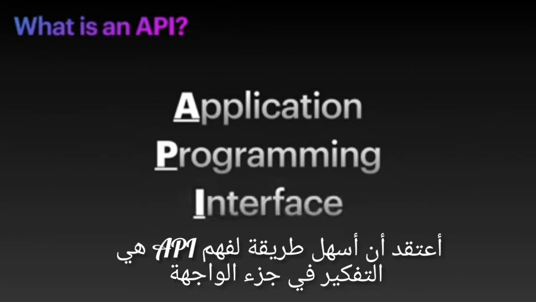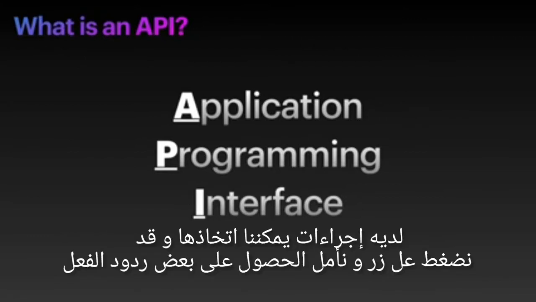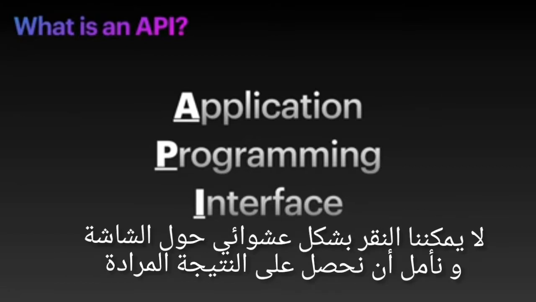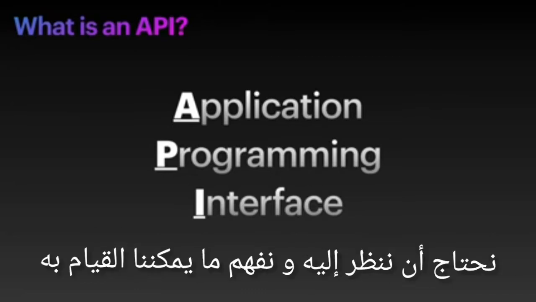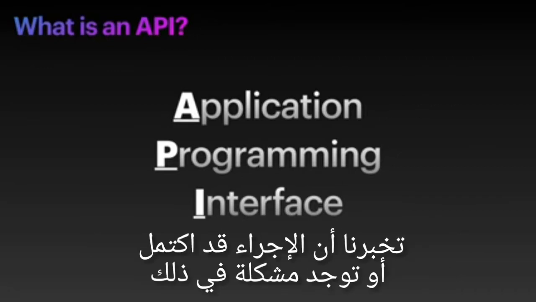The easiest way I think to reason about an API is to think about the interface part. An interface that we might be used to is something like a website. You know, it has actions we can take, and we might click a button and hopefully get some feedback. We can't just randomly click around a screen and hope that we get a result. We need to look at it and understand what we can do. So for instance, if we clicked a button to submit a form, we usually get some feedback to tell us that the action was completed or that there was some problem with it.